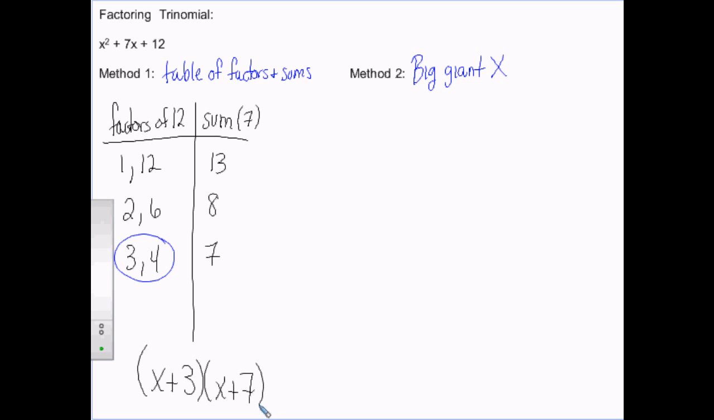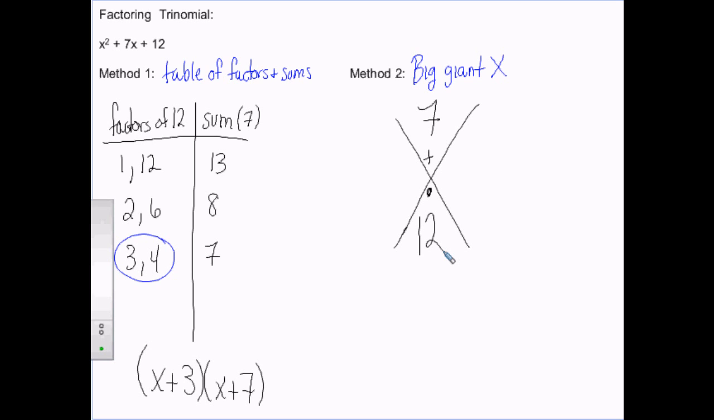Now the big giant X eliminates all of that writing. We make a big giant X. And we do a plus, and we do a multiply. And plus is the number in the middle, multiply is the number at the end. And I say, okay, I need two numbers to go on either side of the X, that when I add them I get 7, and when I multiply them I get 12. Same process as the table, just in a different format because sometimes the way different people's brains work, one way or the other is more accessible.